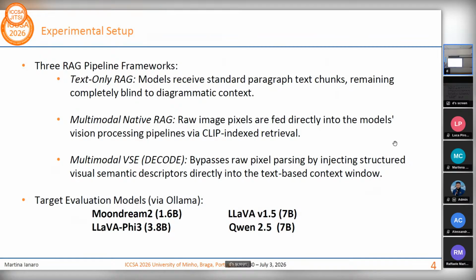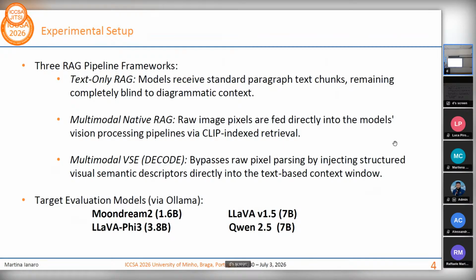On the second, we have the multimodal native RAG. It means that we have the raw image pixels that are embedded inside the retrieval system. So here we have the text and the images, and we use a CLIP embedding model. And the last one, that is the code, is the multimodal VCE. So it means that, as we said before, we have not the pixels anymore, but the description of the images. The descriptions of images are generated by an oracle offline, that in our case is GPT-4o.